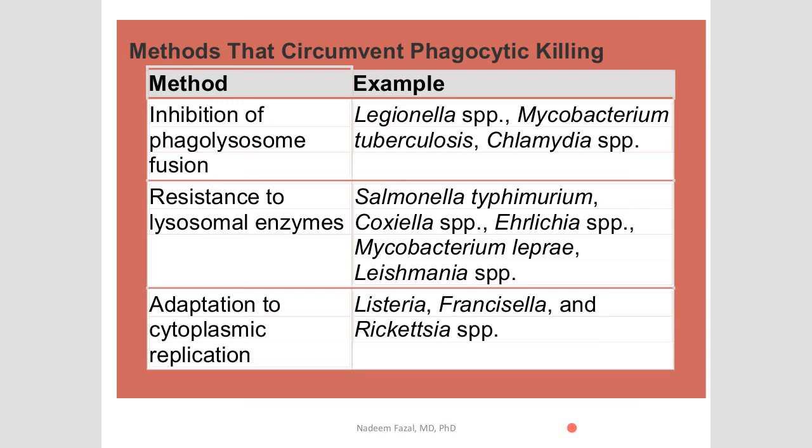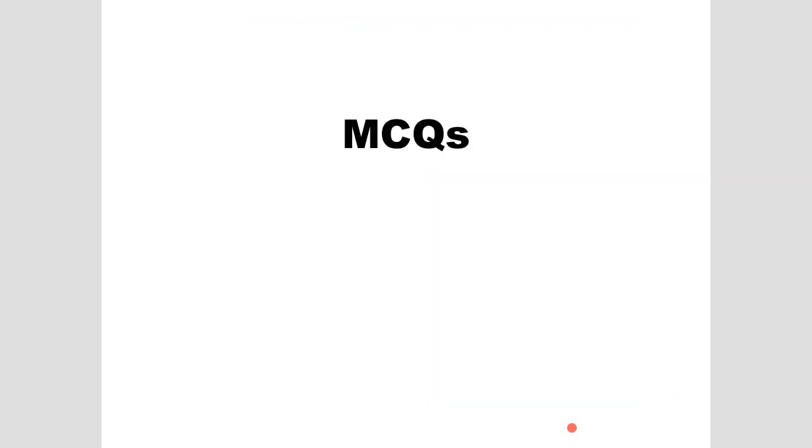Okay, so if I was to ask you a question, what do you think? Name the bacteria which are resistant to lysosomal enzyme. I'm going to give you all these bacteria. These are some of the cramming material that you need to remember in terms of the three important aspects of bacterial pathogenesis. And I'll stop here and take some questions if you have any for me.